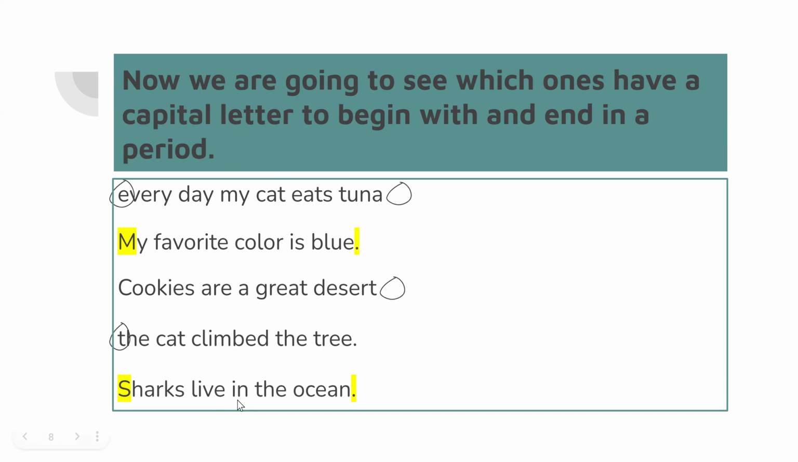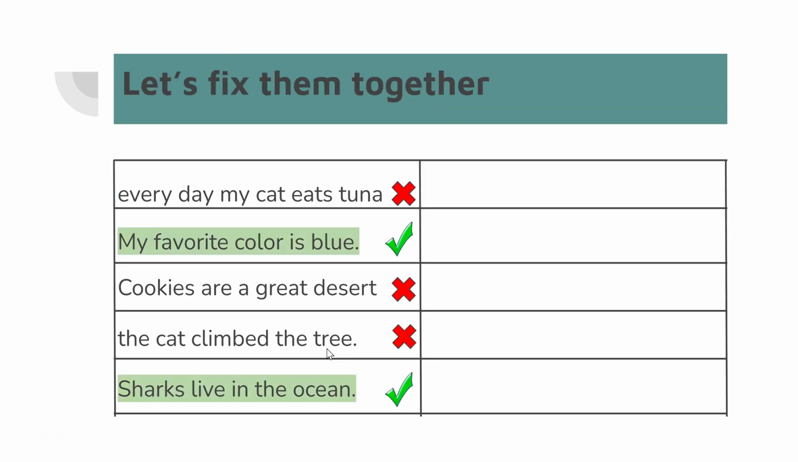Last, we see "sharks live in the ocean." If we look at the very first word, we see it starts with a big capital S, highlighted in yellow, "sharks live in the ocean," and it ends with a period, also highlighted in yellow. So let's fix these sentences together and see if you fixed them on your own the right way.